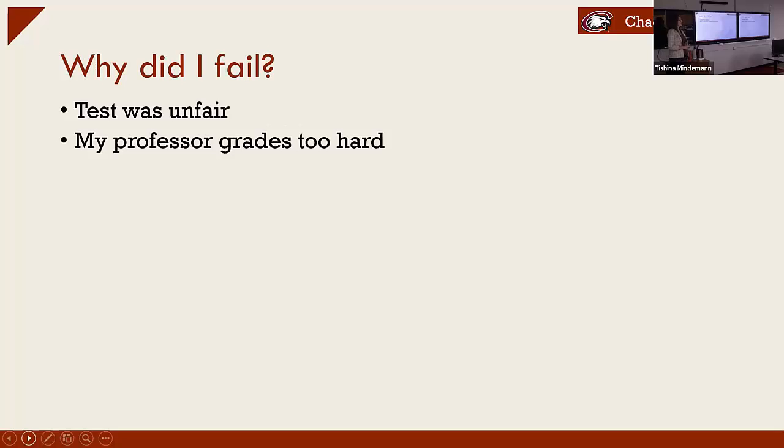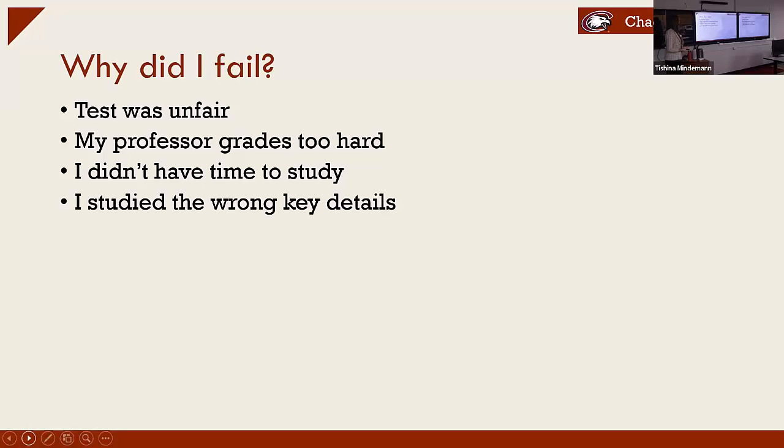My professor grades too hard. I've heard that one a lot of times. I say I'm kind of mean. I didn't have time to study, right? This one is much more controllable than the first two. I control when and how much I study. I studied the wrong key details. I really thought they were going to focus on this, but they focused on something else, right? That might be something that you can influence in the future.